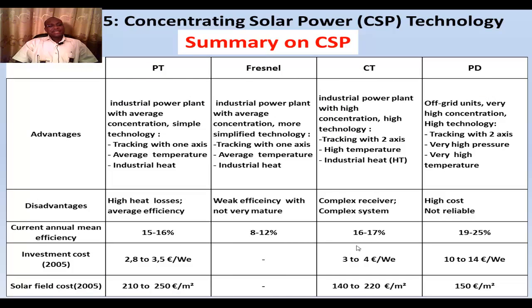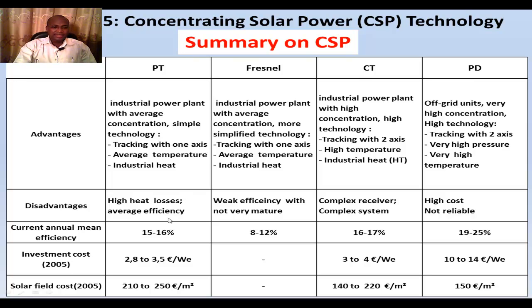You have many advantages and disadvantages considering each technology. Let me take two of them and compare the advantages and disadvantages. If we take parabolic trough, for example, you can see that this technology is a power plant which is industrially commercialized, actually, with low concentration. This technology is very simple. Comparing to the central tower, which has a higher concentration, but this technology is actually more complex than the parabolic trough.